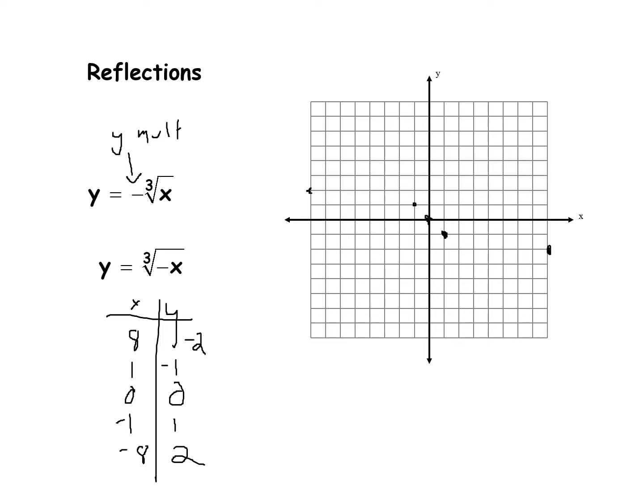So what you're going to notice is that both of these functions actually look exactly the same. Whether you have the negative outside the radical or inside the radical, they are going to look exactly the same.